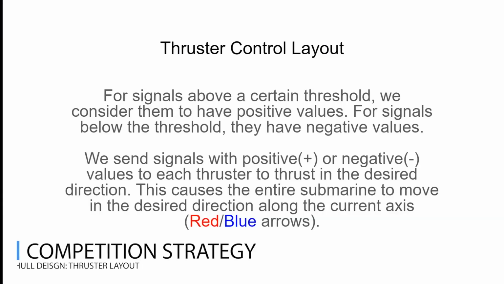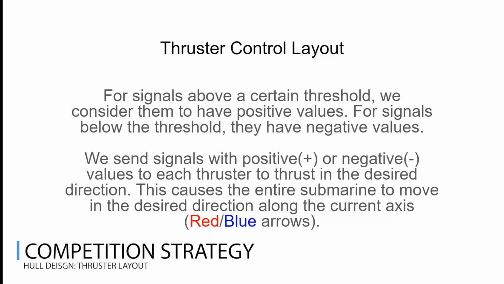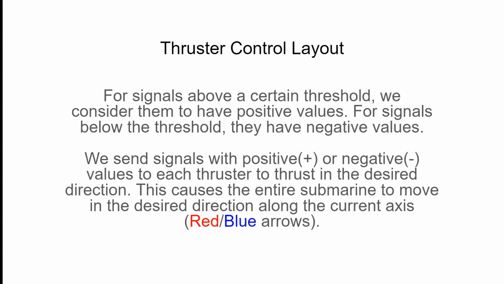In order to operate our thrusters, we send a signal to each thruster, and for signals above a certain threshold, we consider them to have positive values. For signals below the threshold, we consider them to have negative values. We send signals with positive or negative values to each thruster to thrust in the desired direction. This causes the entire submarine to move in the desired direction along the current axis.